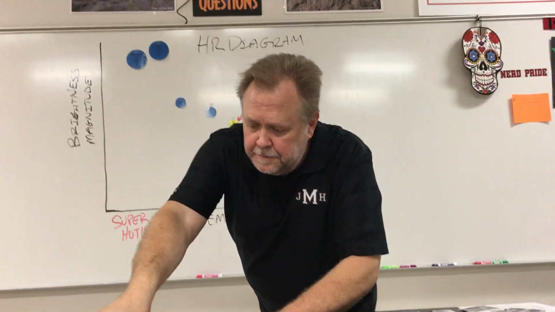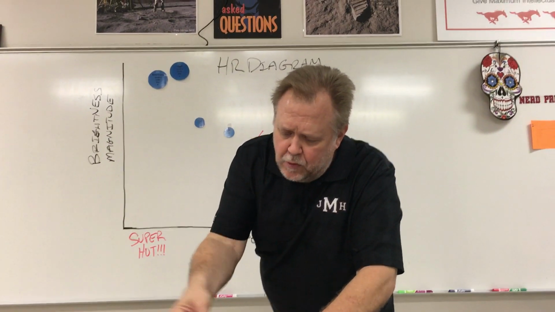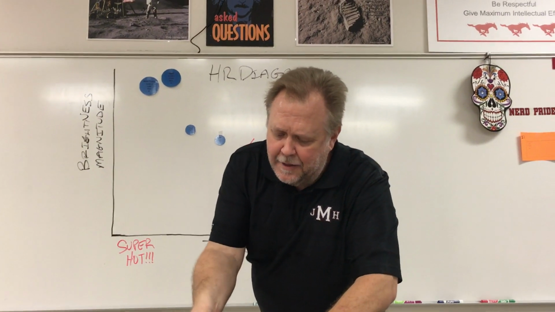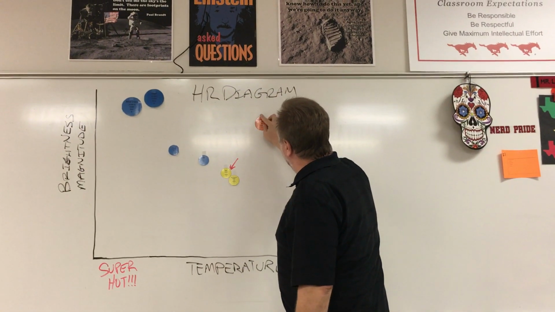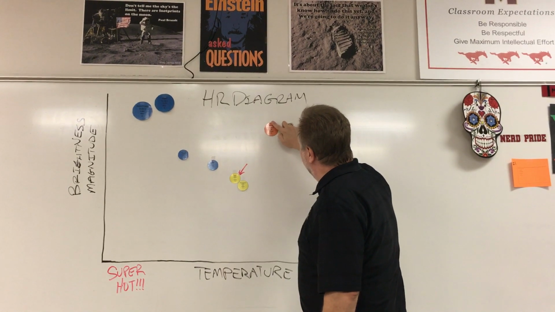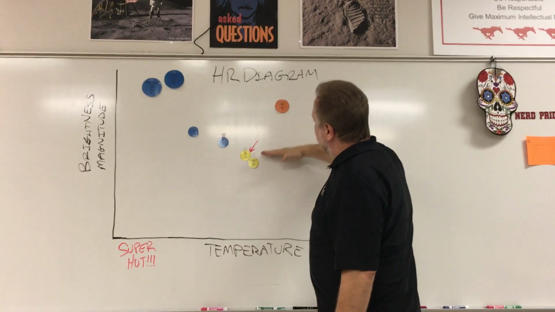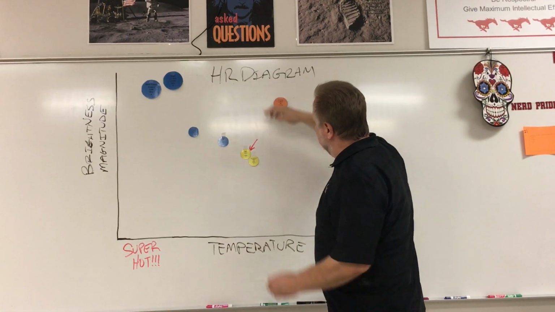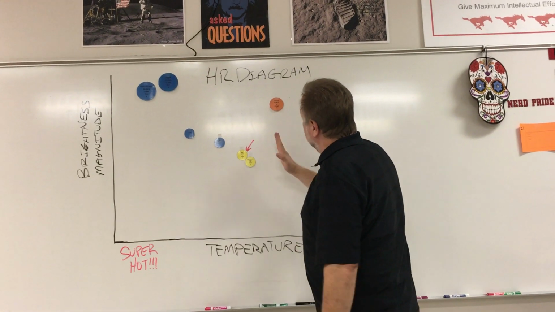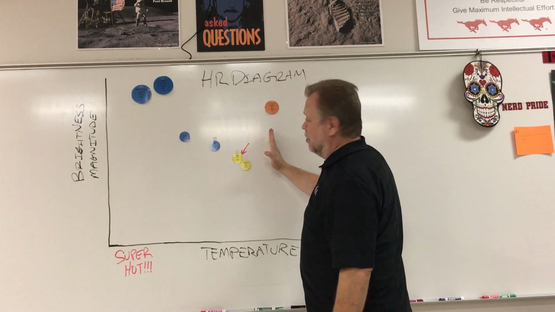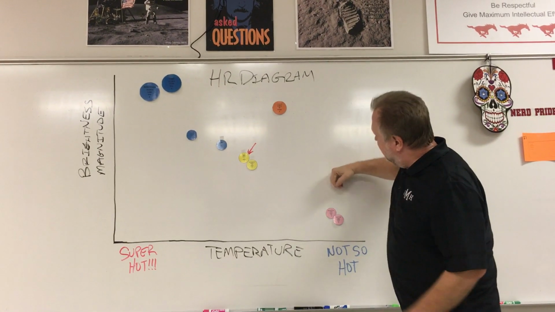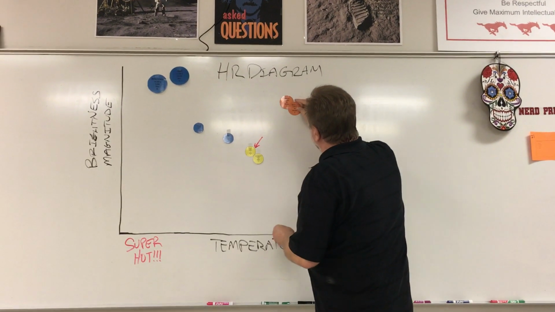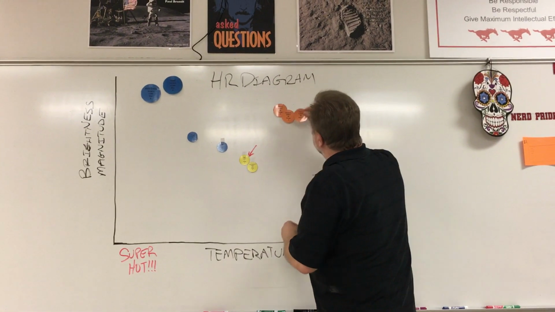Then we have Aldebaran and Pollux and Arcturus. Aldebaran and Pollux and Arcturus are all about the same temperature and brightness. They are brighter than our sun, so they're higher than our sun. But they're not as hot, okay? They're a little bit cooler, right? So they're brighter, but a little bit cooler. So they come down here toward the not so hot side. And they are all right about there.